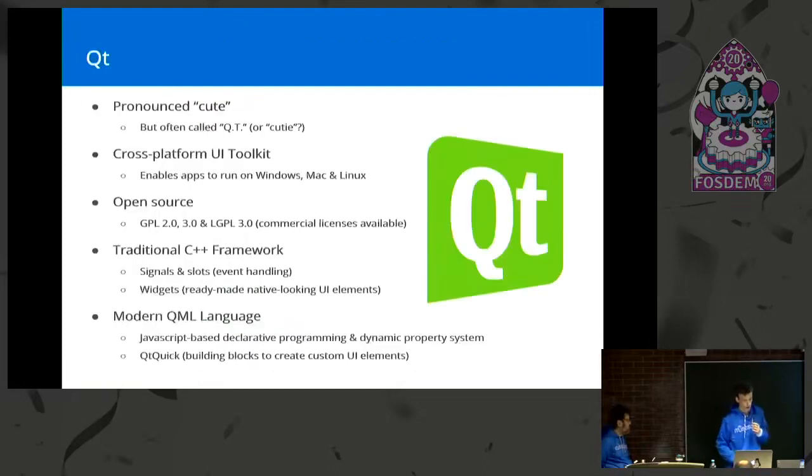And what is Qt? Well, it's Qt, but often called Qt, and you might hear us call it that by accident at some point during the presentation. It's a cross-platform UI toolkit that basically enables apps to run on lots of different platforms. It's open source under various GPL licenses, and there's two parts to Qt. There's the traditional C++ framework, which basically adds event handling to C++, and widgets, which are like UI elements that are all ready to go. They look like native UI elements that you can use in your application.